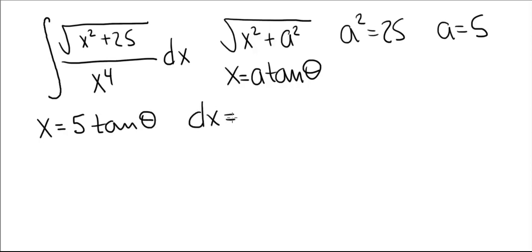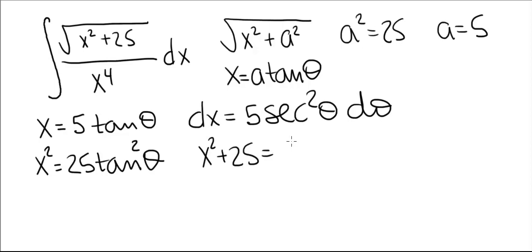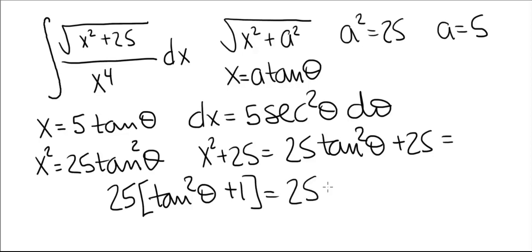Therefore, dx is equal to 5 times secant squared theta d theta. And replicating what's in the radical, we have x squared equal to 25 times tangent squared theta. x squared plus 25 is 25 times tangent squared theta plus 25, which is equal to 25 times tangent squared theta plus 1, and that's 25 times secant squared of theta.